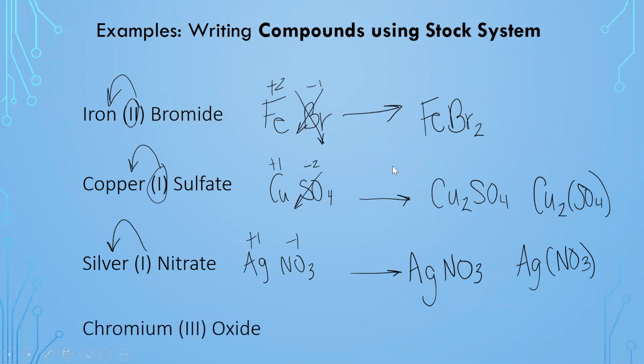Okay, what about chromium 3 oxide? So I'm back to 2 elements. So chromium is Cr, oxide is oxygen. Chromium's charge is +3 given by the Roman numeral. I consult my periodic table. Oxygen's charge is -2. I do have to crisscross. So my final answer is Cr2O3.